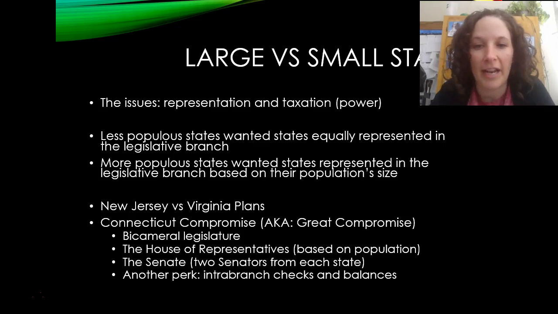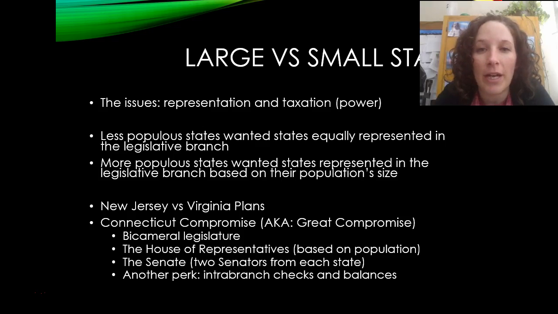It's based off the Connecticut Plan. It's also called the Great Compromise. This compromise says, let's give large states what they want, and let's give small states what they want. They can each have a chamber or house in our legislative branch called Congress. So this is called a bicameral legislature.